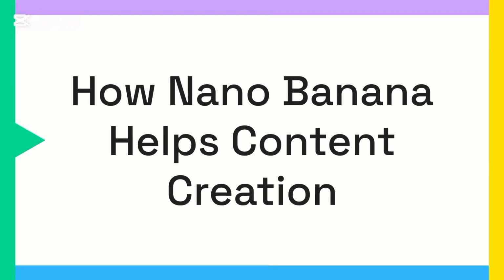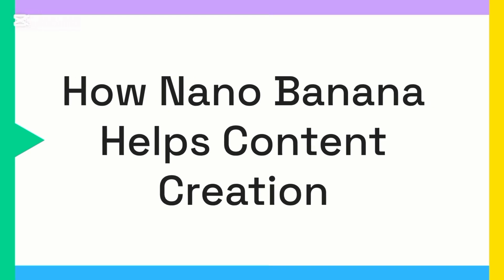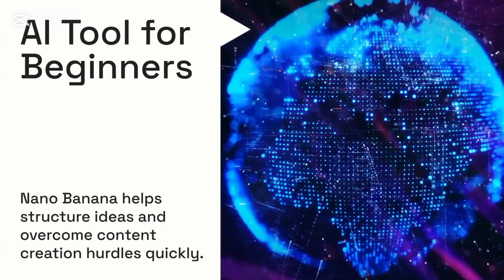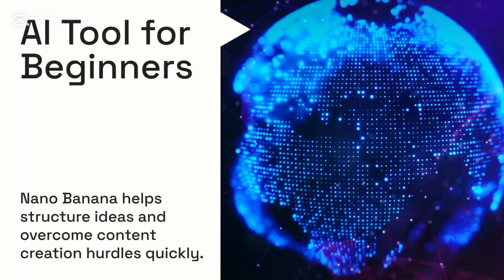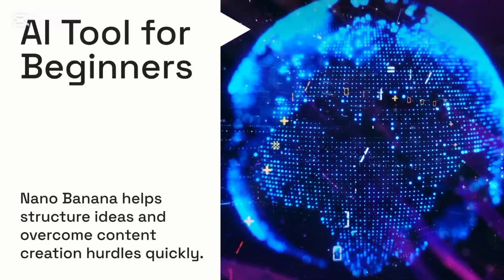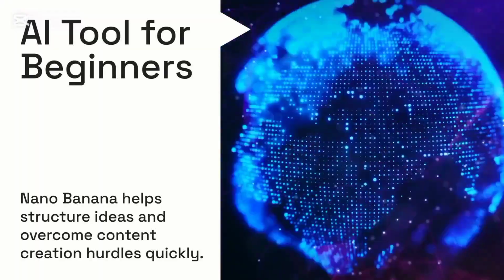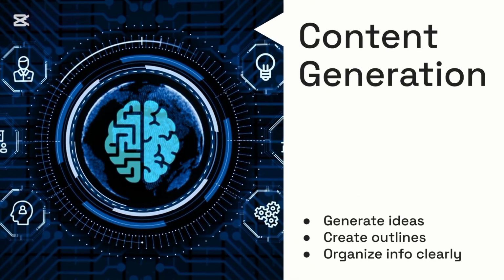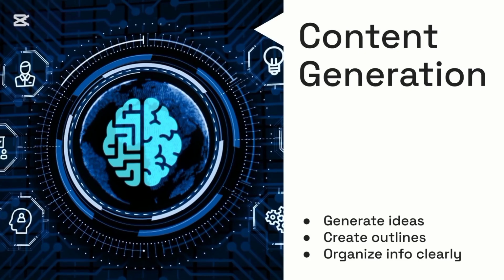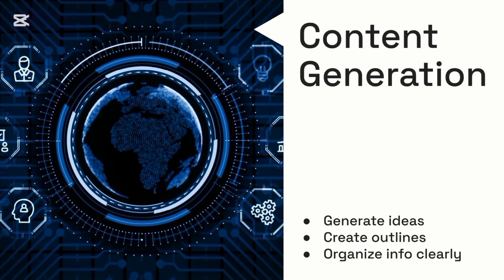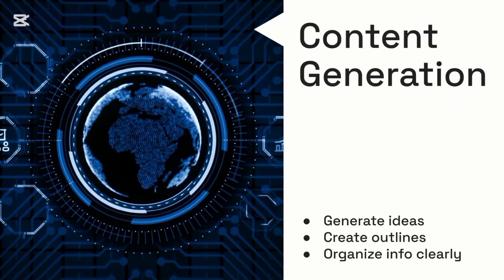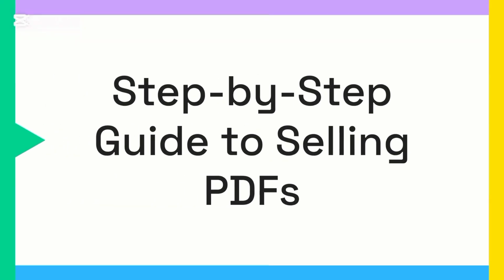For beginners, creating content can be the hardest part. This is where AI tools like Nano Banana come in handy. Nano Banana is an AI tool designed to assist beginners. It helps with generating initial ideas, structuring your thoughts, and organizing information clearly so you're not staring at a blank page. You can ask Nano Banana for an outline, say, for a beginner budgeting guide. It might generate sections on financial mistakes, creating a monthly budget, and saving strategies, which you can then expand into a full guide.